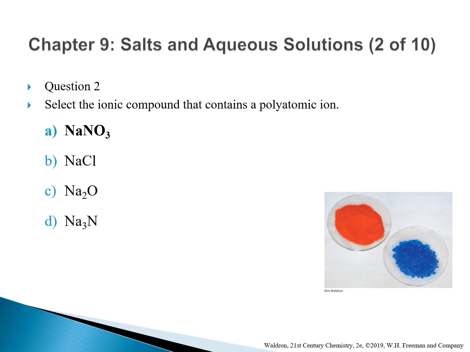NaNO3, sodium nitrate. A polyatomic ion is an ion that contains more than one atom. In choices B, C, and D, there is only one atom in the anion, as in chloride, oxide, and nitrite. But for choice A, nitrate is NO3 minus, so it is a polyatomic ion.